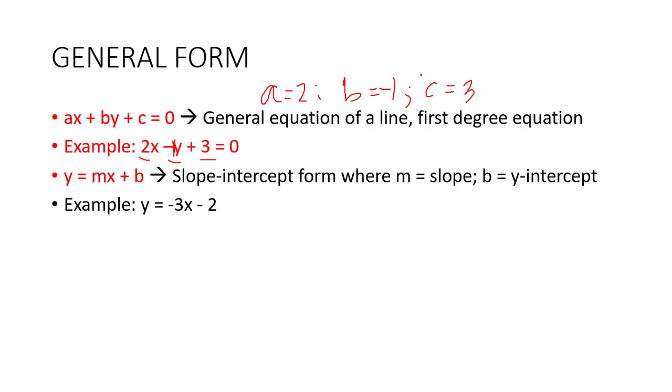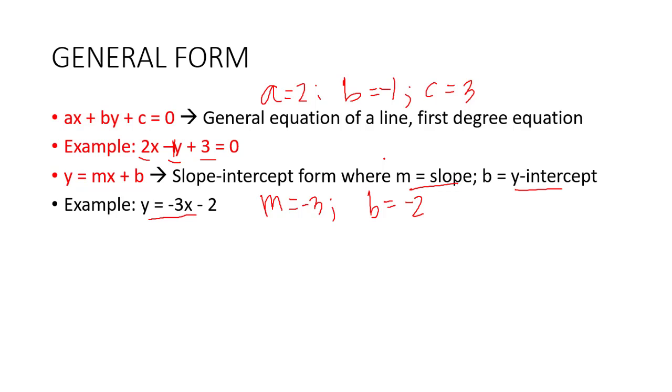However, we also have another form of the equation of a line called the slope-intercept form. That is in the form y = mx + b, where m is the slope and b is the y-intercept. If you look at this example, y = -3x - 2. So your m or your slope is negative 3, the coefficient of your x, and your y-intercept, which is your b, is equal to the constant term on the right side of the equation in slope-intercept form.